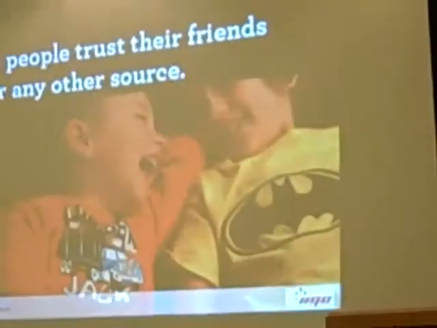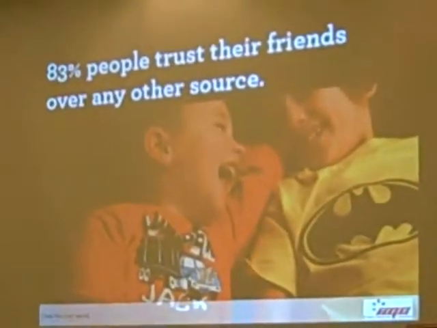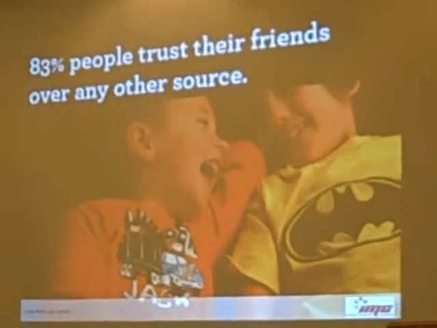83% of people trust their friends over any other source. We all know social media is the next big wave. It is the wave right now. This is a Forrester research source, so I mean, it's pretty accurate.